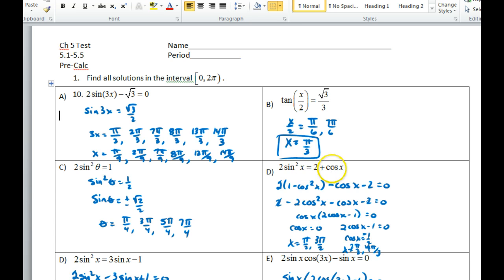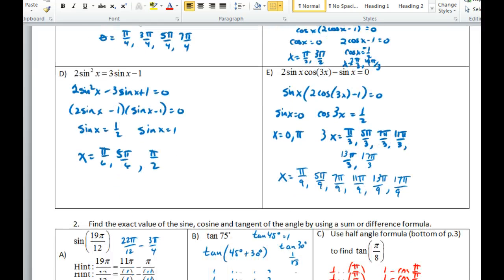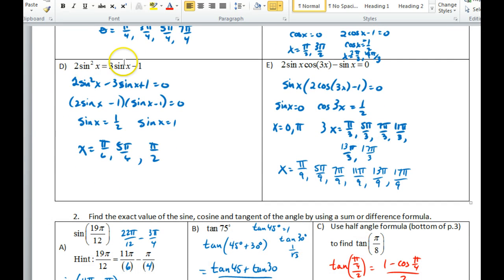Sometimes if the sine and cosine are mixed, you can factor out something and it works. But sometimes if you see the sine squared and a cosine, you're going to have to get it all over into one trig function. This one's already in one trig function, so you bring everything to one side. Factor. Each factor generates its own solutions. So this one, sine of x is equal to 1/2, generates pi over 6 and 5 pi over 6. This one, sine of x is equal to 1, generates pi over 2.